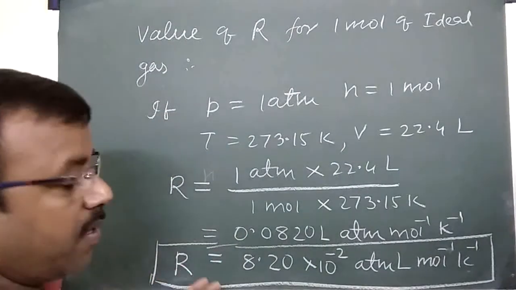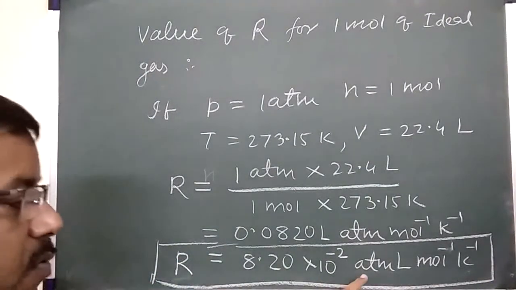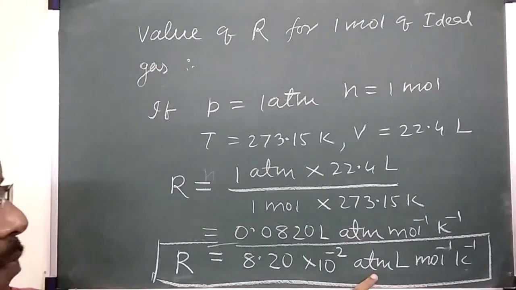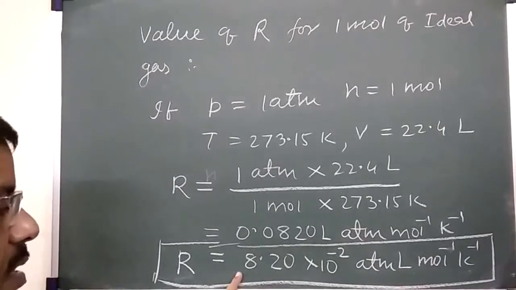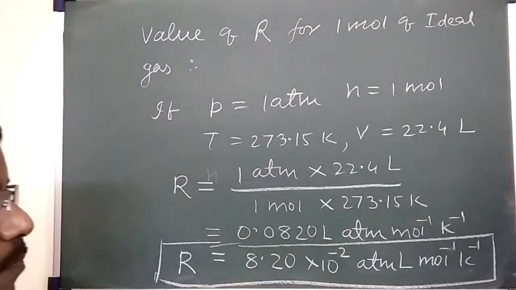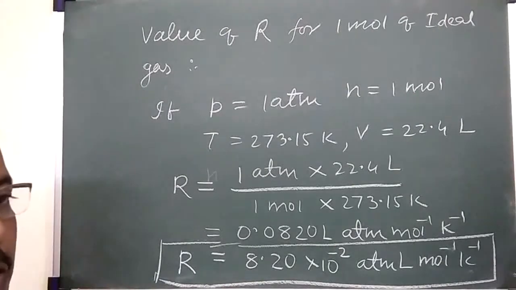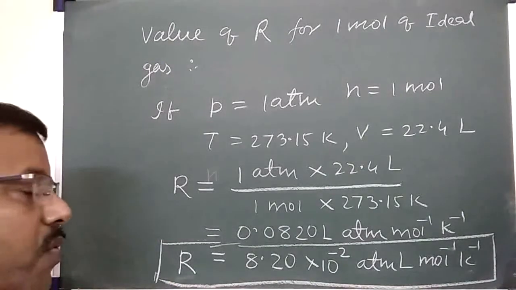So we have seen different units of R. Different values of R are based on different units. When we use the unit atmosphere for the pressure and liter for volume, then we get this value. But when we use bar, then we get 8.31. So different values are there, and by observing the numerical problem, we will apply it.